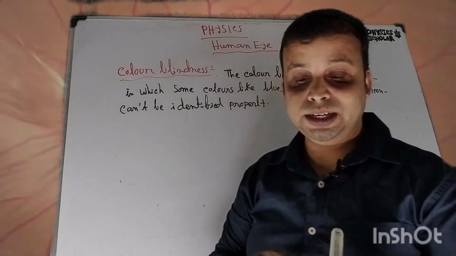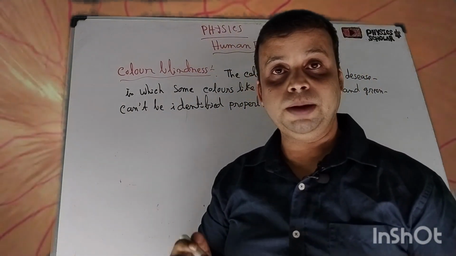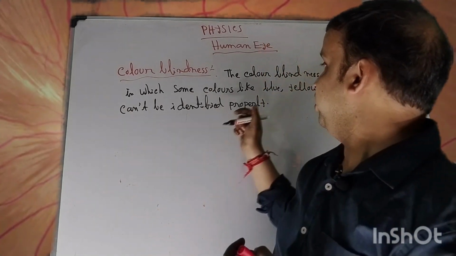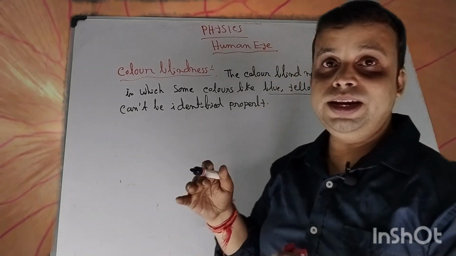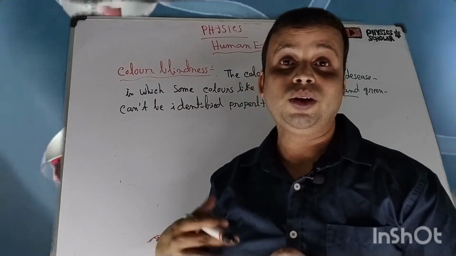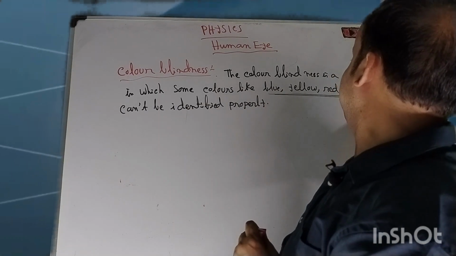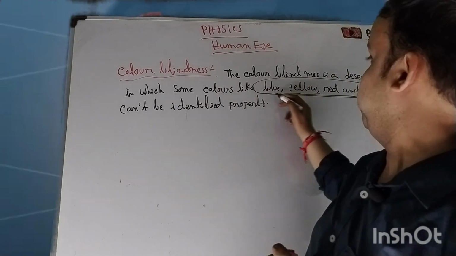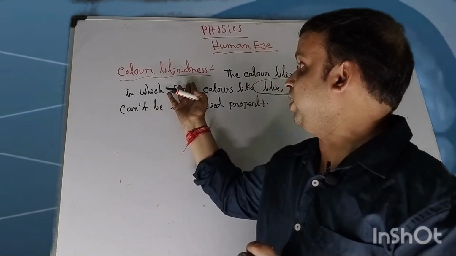What actually happens is that the person can see the colors, but when these colors come, they suddenly wash off from the eyes, in front of the eyes, and the person is confused and cannot distinguish between these four colors. Clear? So this is known as color blindness.